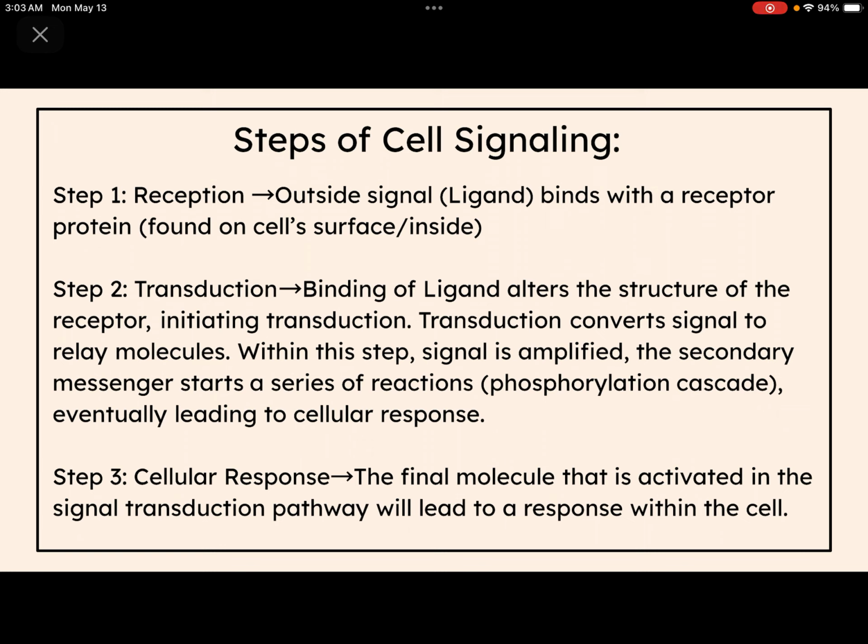So this process itself is like dominoes, where one thing sets off another until it reaches the cellular response. And an example of a cellular response is when specific genes in the nucleus become activated, and the process of cell signaling ensures that the right cells are getting the correct signals at the right time.